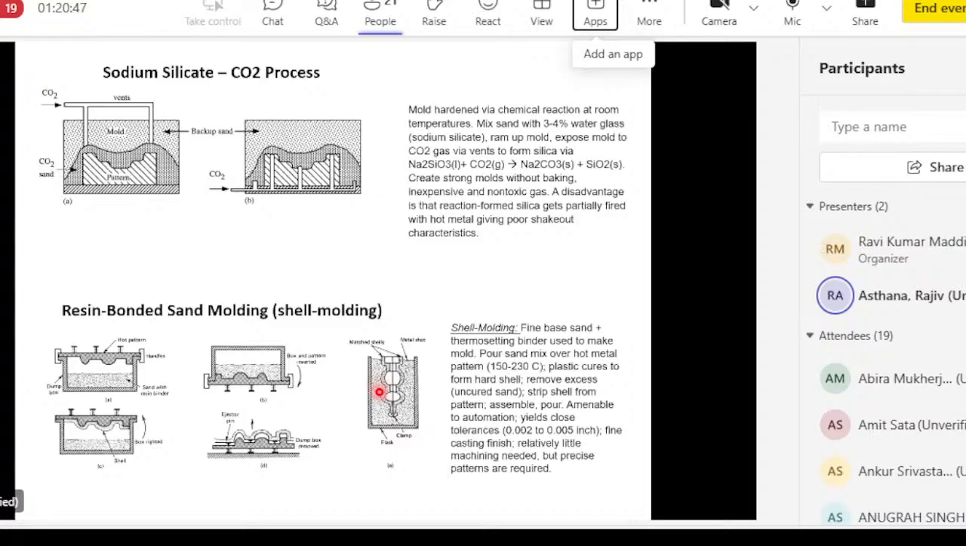So in this process, as you can see, when hot metal is poured, the resin burns out. Just finish here, and very tight tolerances. There is no water. There is no moisture related defects like porosity. So the process is cleaner and it gives you better quality finish.